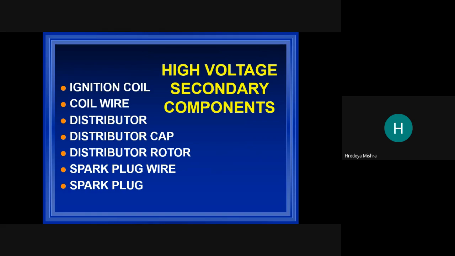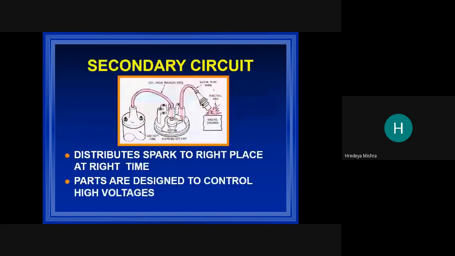High voltage secondary components: ignition coil, coil wire, distributor cap, distributor rotor, spark plug wire and spark plug. This is about the high voltage secondary components. These are the secondary components for the high voltage.